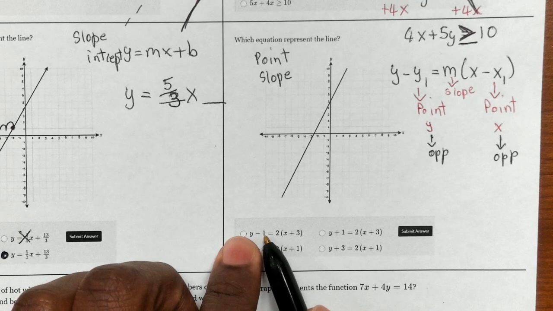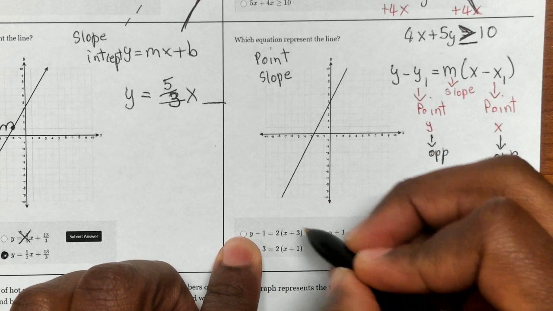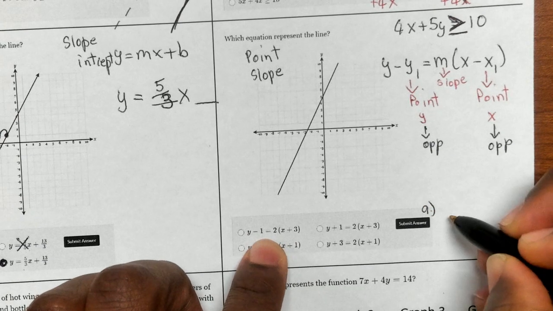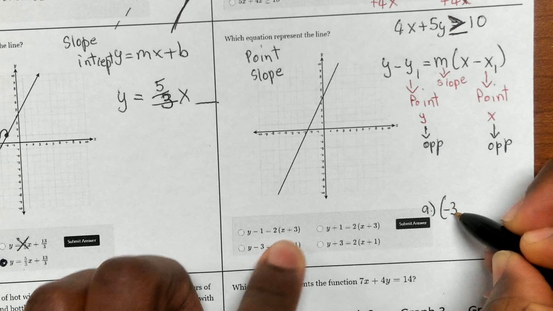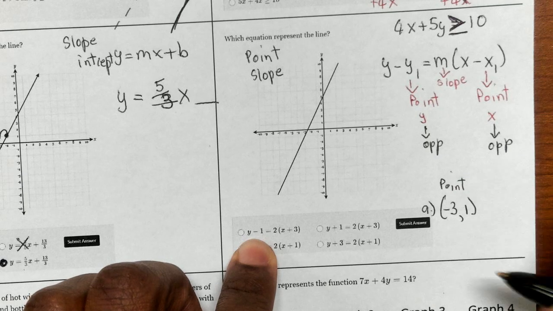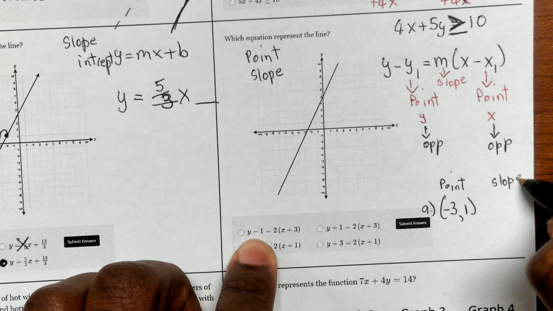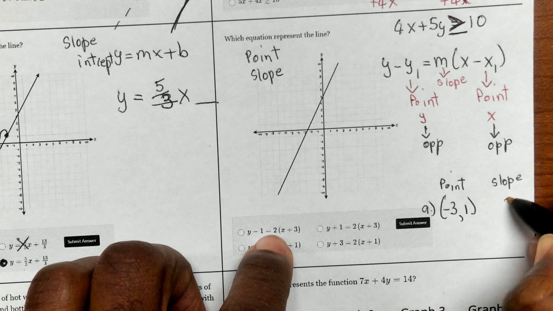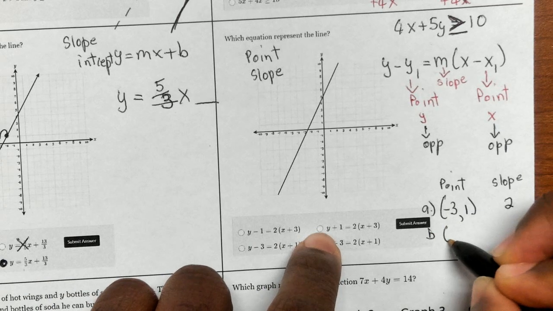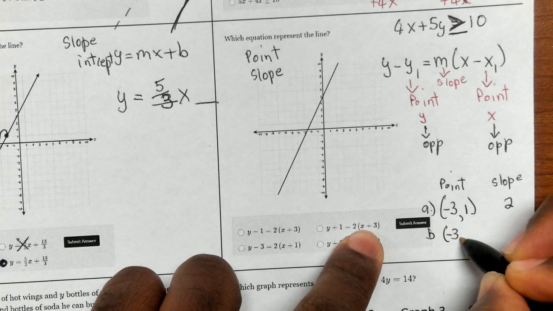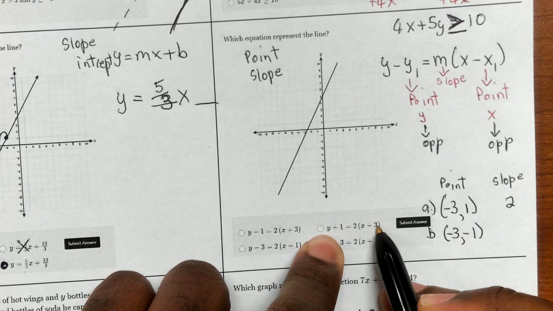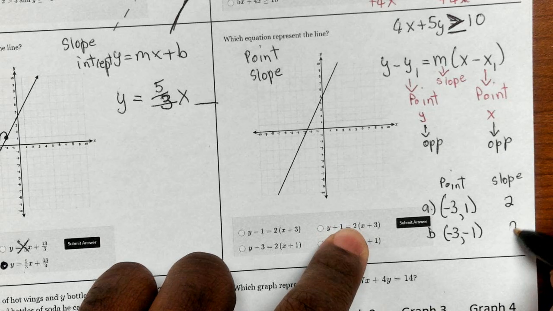So in this case, my y point would actually be, for this one I'm just going to write it right here. So for A, that point would have been -3 for the x and +1 for the y. That's what the point would be, okay? And then the slope, okay, would be +2. So that's what the slope would be, okay? For this one right here, the point would be -3 for the x and -1 for the y. Because again, you always have to do the opposite of these two numbers, okay? And the slope was 2.